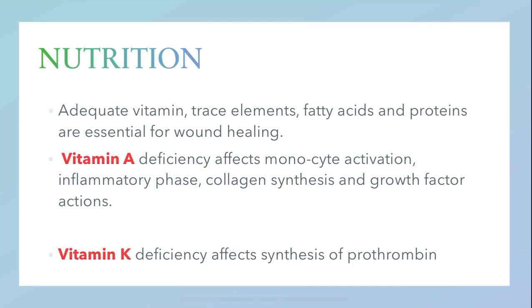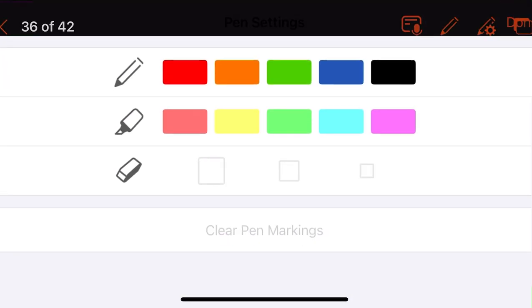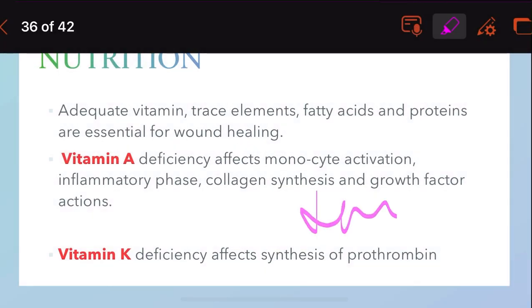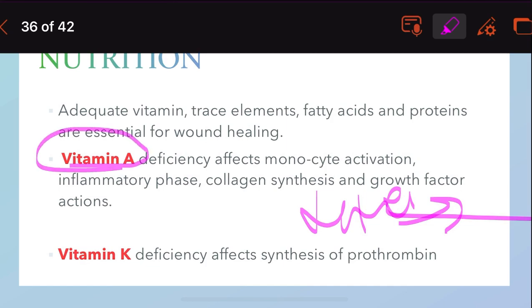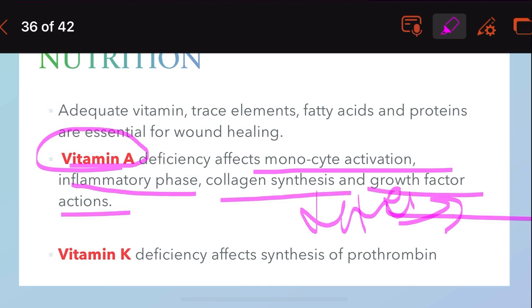Nutrition. Adequate vitamins, trace elements, fatty acids, and proteins are very essential for the wound healing. Vitamin A deficiency will affect the monocyte activation. So guys, you can see here the leukocytes, all types of leukocytes are very important. They are very important in the wound healing. So whenever there is vitamin A deficiency, it is going to affect the monocyte activation, also the inflammatory phase, collagen synthesis, and the growth factor actions.